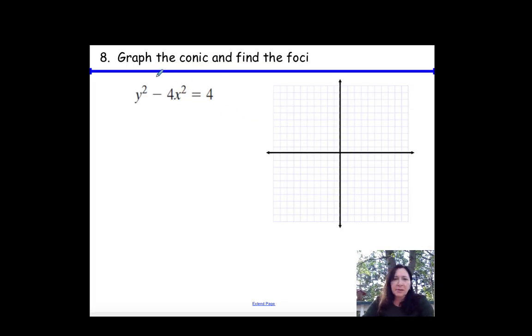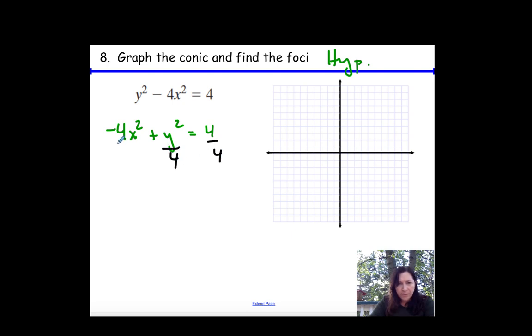So this one says, graph the conic and find the focal points. This right here, because it's negative and because I have two squared terms, it's a hyperbola. Okay, so this being a hyperbola, I need to get this value here to be 1. So first I'm going to flip-flop these. So 4x squared plus y squared equals 4. I'm going to divide everything by 4, okay? And I'm going to get negative x squared over 1 plus y squared over 4 is equal to 1. Okay, so now I have my hyperbola.